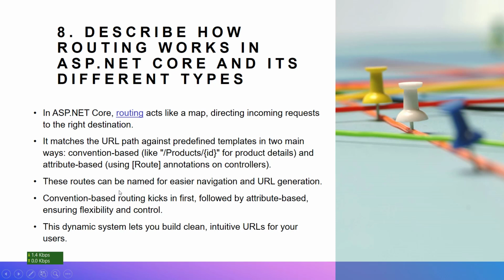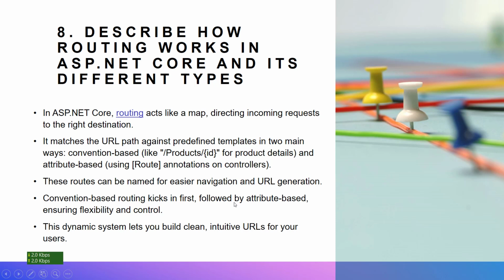These routes can be named for easier navigation and URL generation. Convention-based routing kicks in first, followed by attribute-based, ensuring flexibility and control. So conventional routing has preference over the other routing. This dynamic system lets you build clean and intuitive URLs for your users.